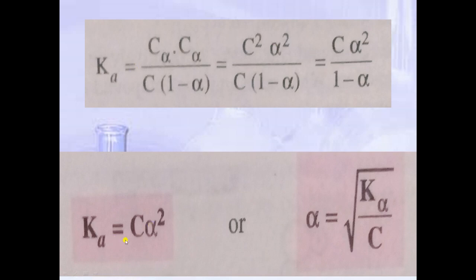Now if we have to find out the degree of dissociation, that means alpha, then we can write alpha is equal to the square root of Ka divided by C. You shift all the terms to the left hand side and take the square root. So this is the formula which you will use in the numerical, and this is the derivation.